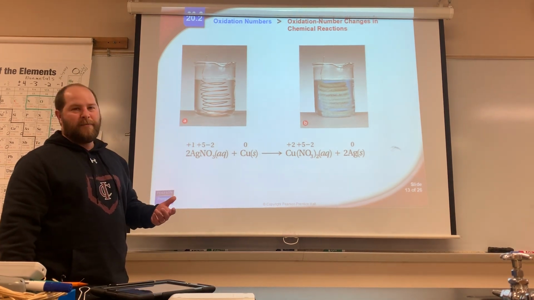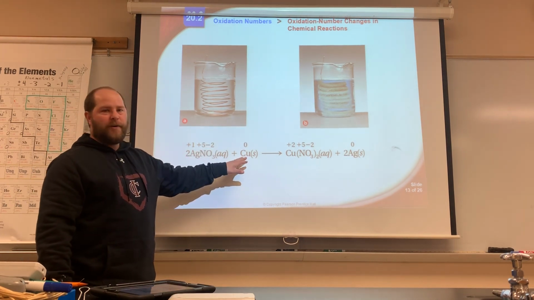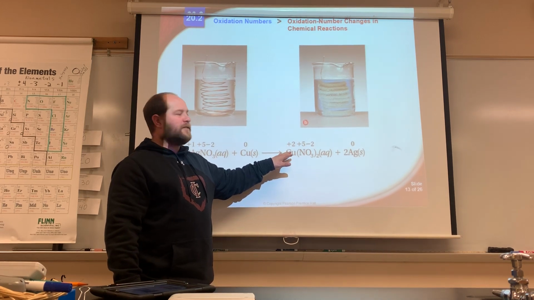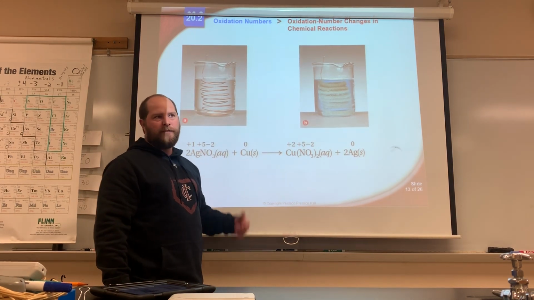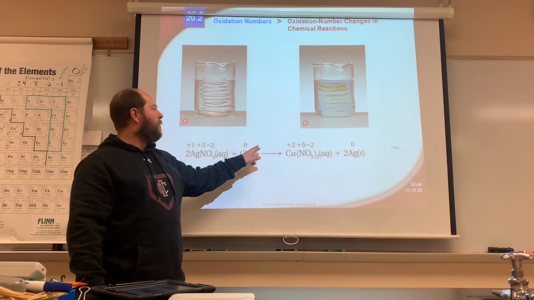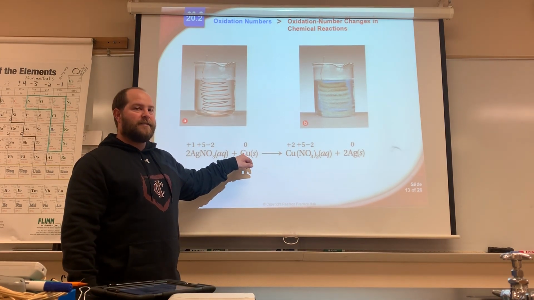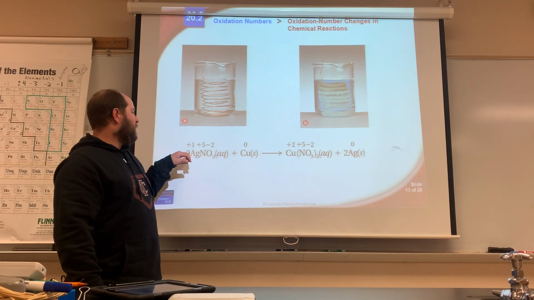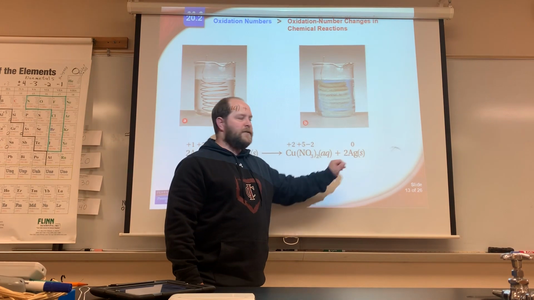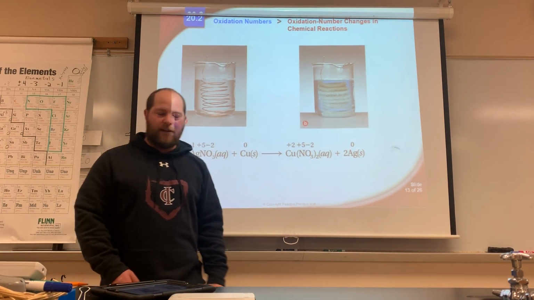Like I said, I like to look at the metals because that's where the action is happening here. So the copper is going from a 0 to a +2. Well, we have an increase in that oxidation number. That must mean it lost some of its negatives. So, boom, it lost its negatives, and if it's losing, that means it's going to be oxidized. If you look at the silver, it's going from a +1 down to a 0. Well, that must mean that one is being reduced because it's gaining those electrons.